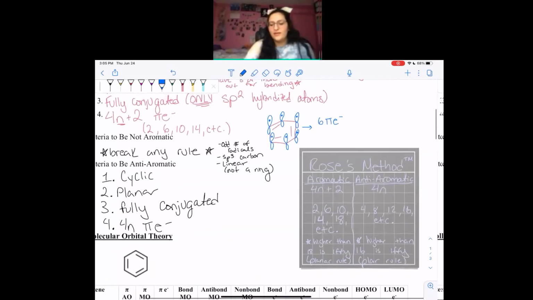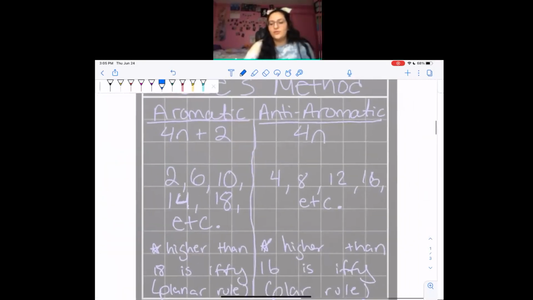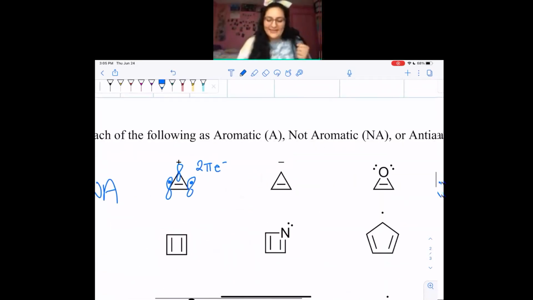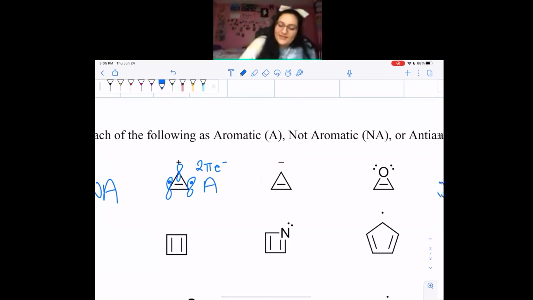So if we run back here to Rosemary's method, trademark, does this fall under aromatic or does it fall under anti-aromatic? Aromatic. Yay! So we're going to call this A for aromatic. Okay. This next one.